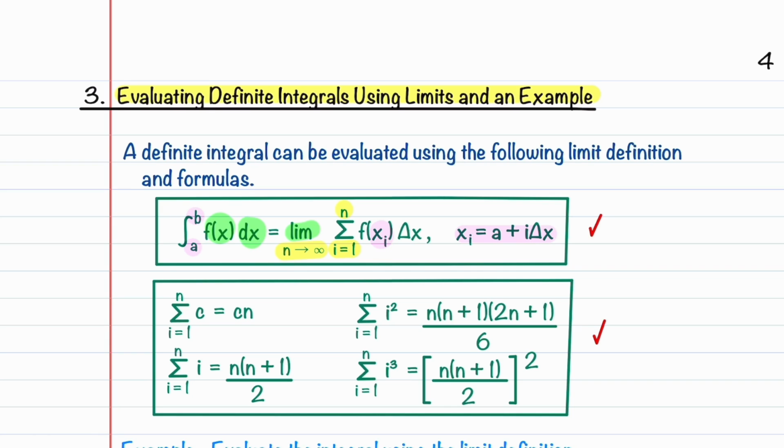The formulas that we need to use are listed in this second box. We have the sum i goes from 1 to n of a constant, and then we have the sum of i, and then i squared, and i cubed. And we'll use these in just a minute.